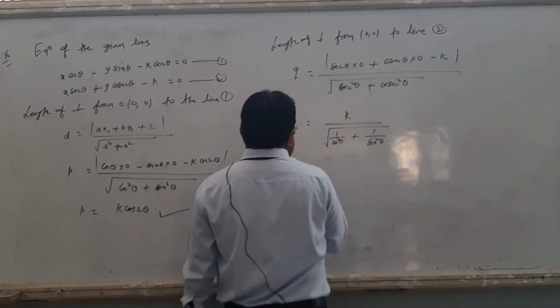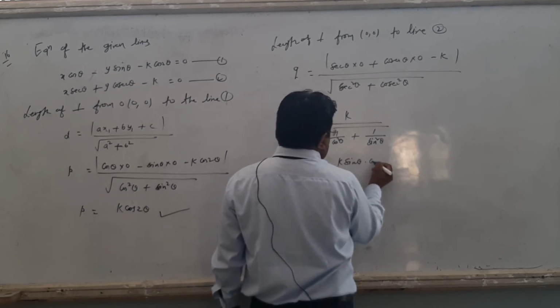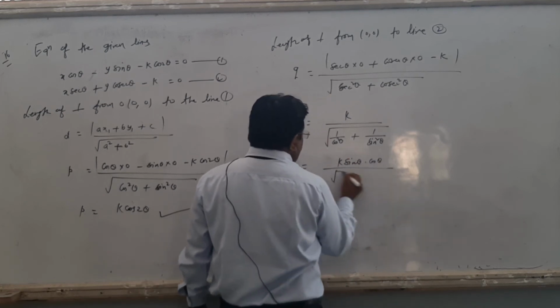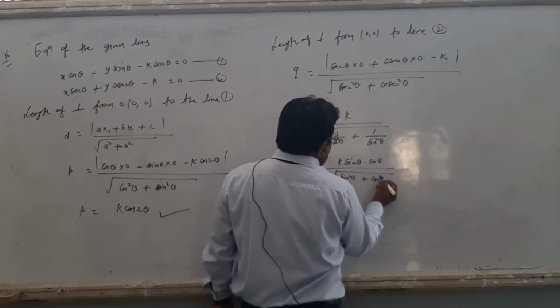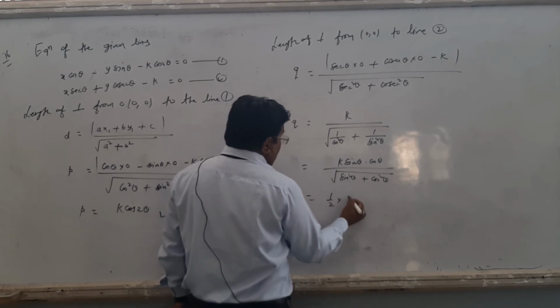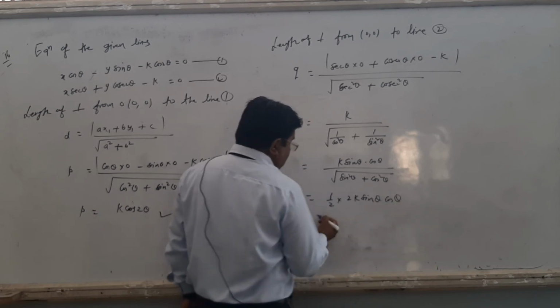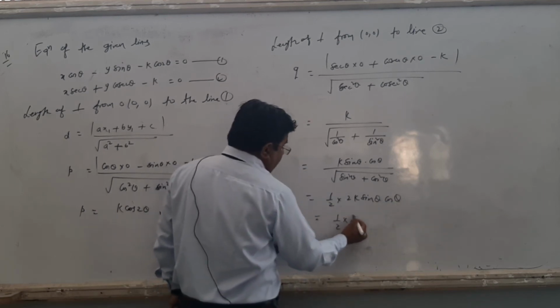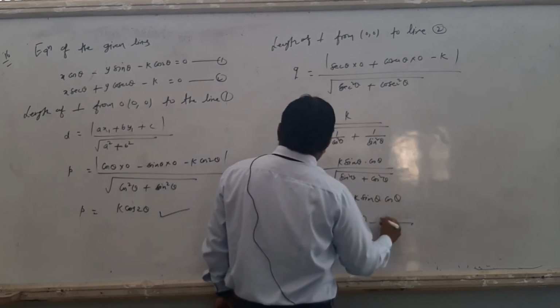Now sin theta cos theta LCM, but the LCM in the numerator is only sin theta into cos theta, and the denominator is under root sin square theta plus cos square theta. And you know students, sin square plus cos square is 1, right? Now multiplied by 2. Why? Because this is an identity. What is the identity of 2 sin theta cos theta? That is sin 2 theta. So this is the value of q.